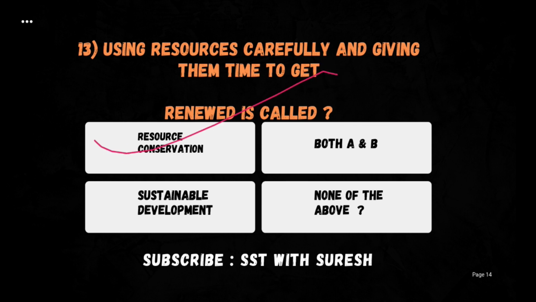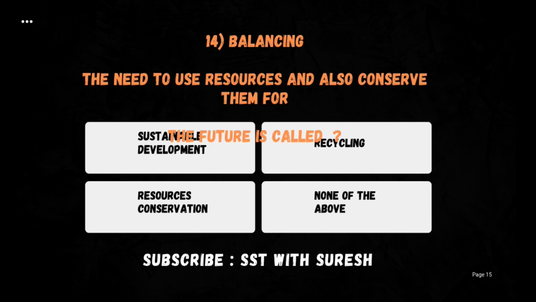Okay, next question, question number 14. The question asks: balancing the need to use resources and also conserve them for the future is called what? And the options are: A, sustainable development; B, resource conservation; C, cycling; and D, none of the above. And the correct answer for question number 14 is that it is called sustainable development.